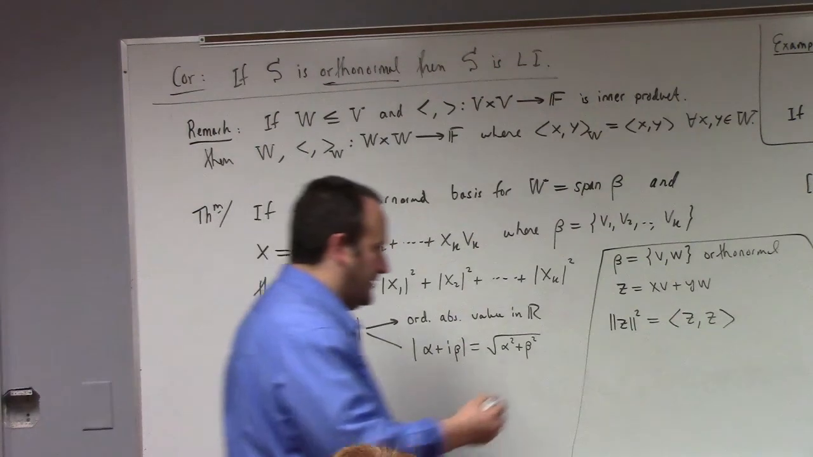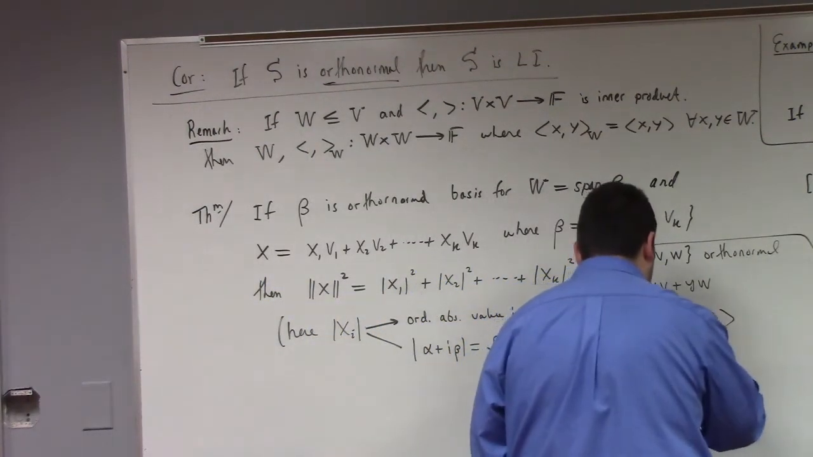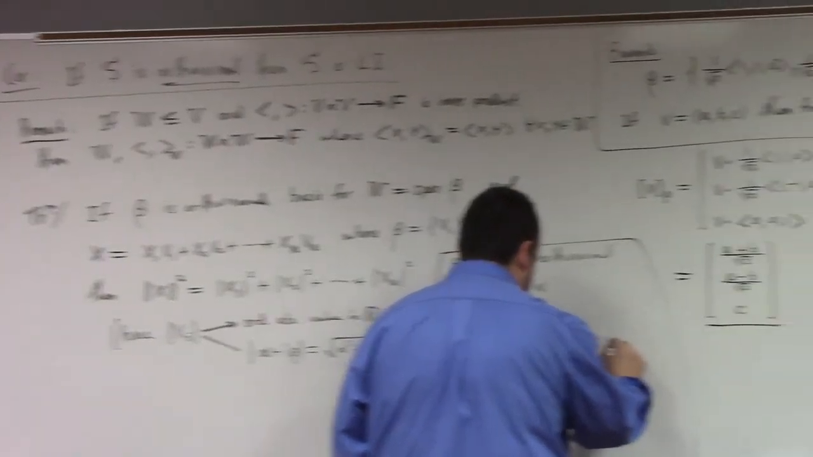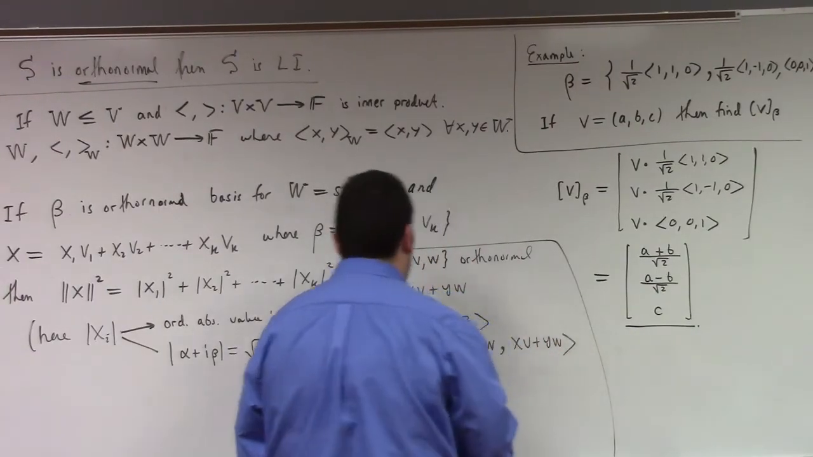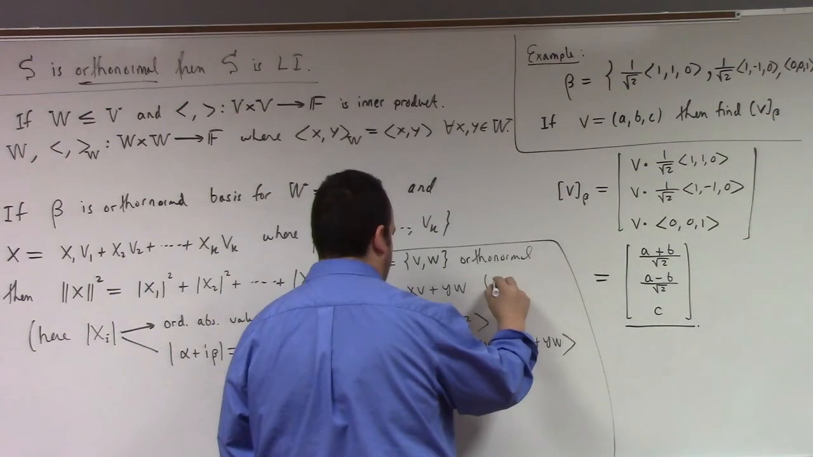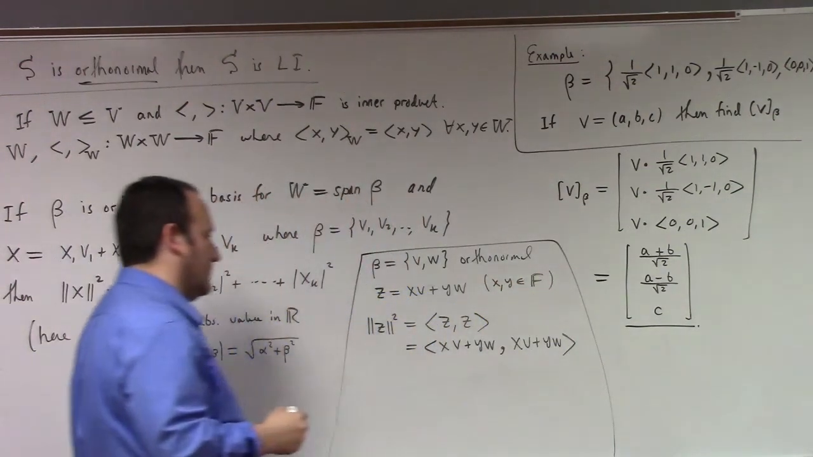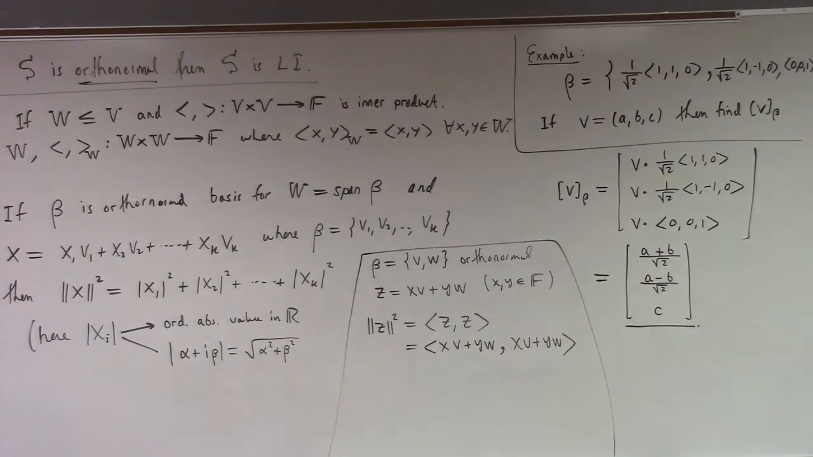But z is xv plus yw, comma xv plus yw. And here, of course, x and y are elements of the field that we're working over, either the reals or the complexes, okay?